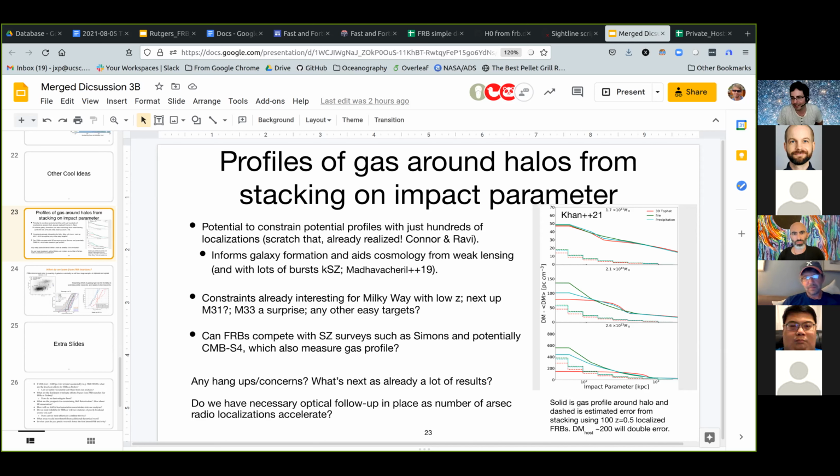Because the beam's so large, they tried to stack on low redshift halos, and so they have some kind of detection of the amount of gas, which has been debated. For kinetic SZ, you need to use ACT and SPT, and especially ACT, because it overlaps with BOSS galaxies, the Sloan galaxies, and so they can stack and they have a much better angular resolution.